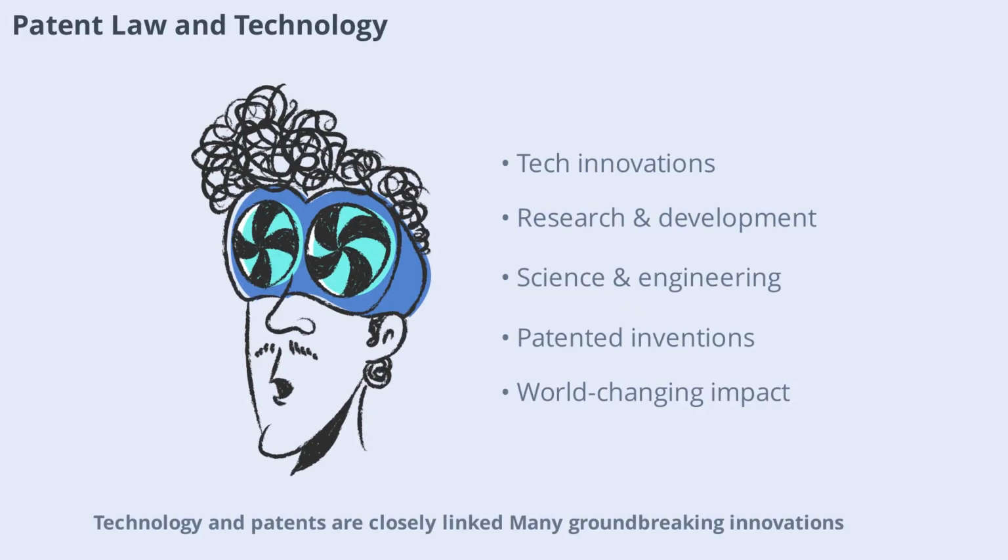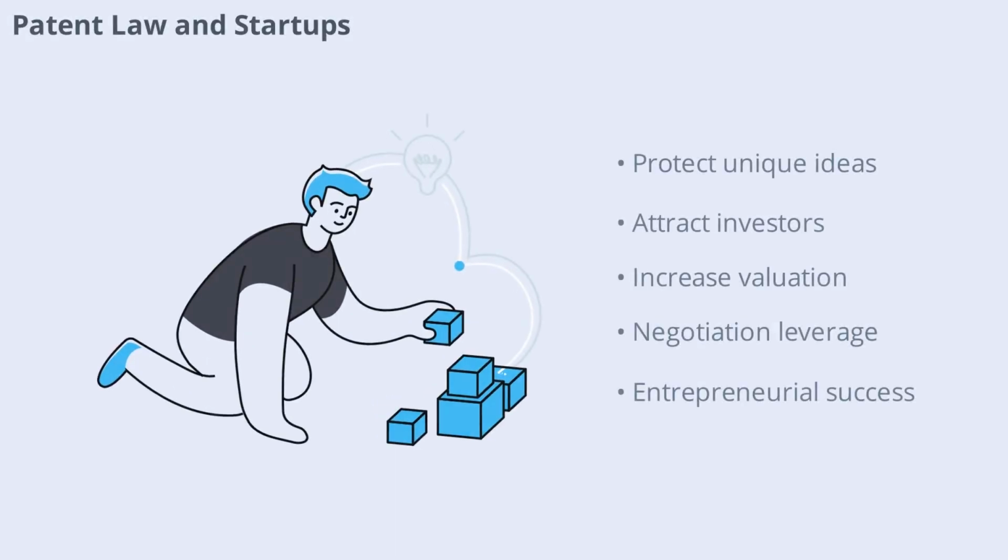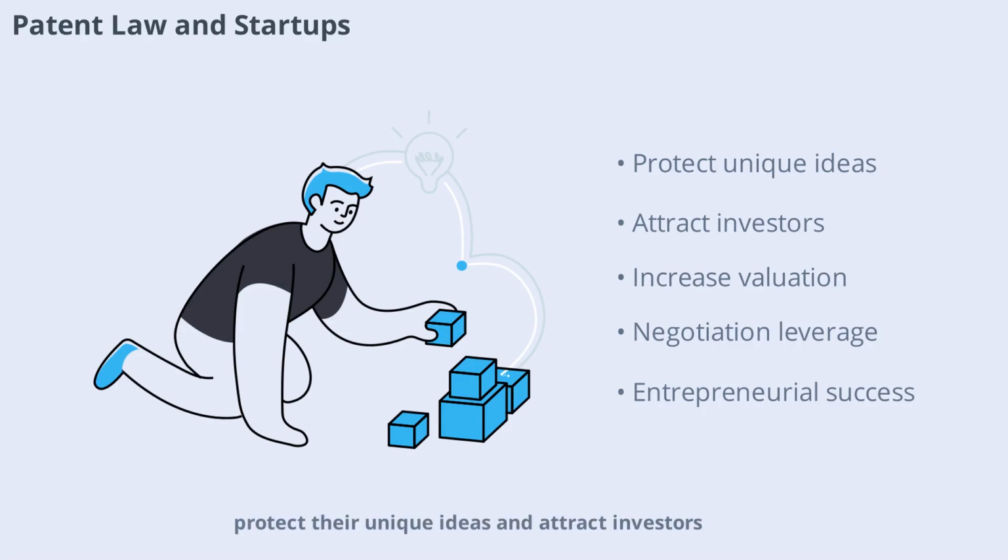Technology and patents are closely linked. Many groundbreaking innovations from smartphones to pharmaceuticals are protected by patents. This legal framework encourages research and development, fueling progress in science and engineering. In this scene, we'll explore the relationship between patent law and technological advancement, highlighting examples of patented inventions that changed the world.